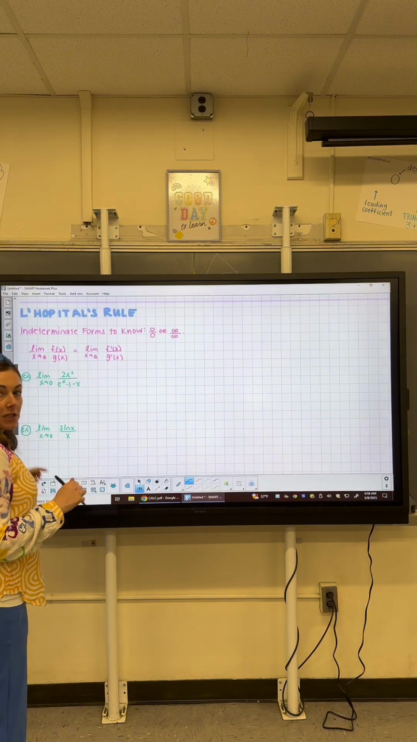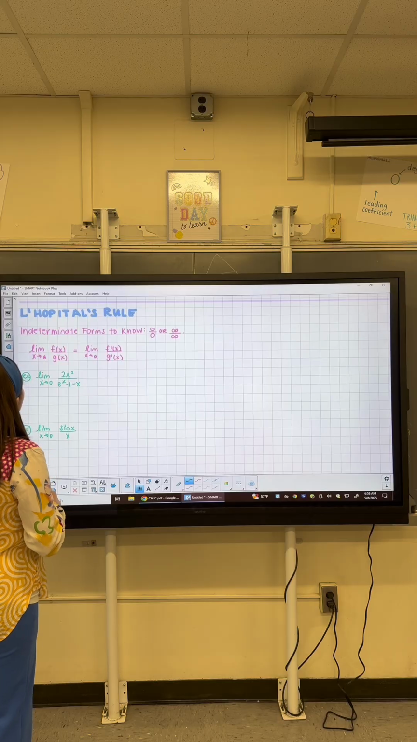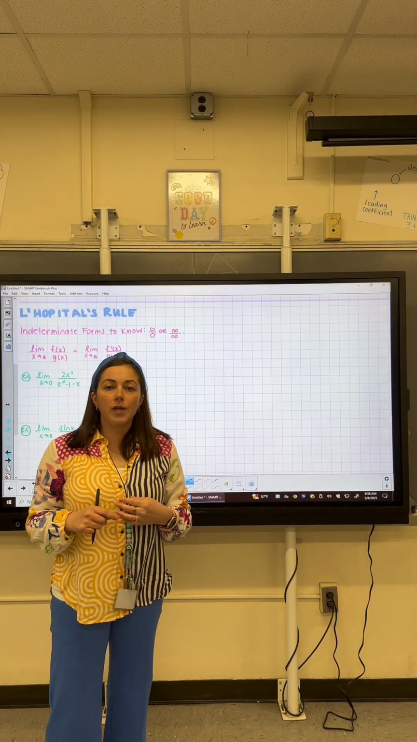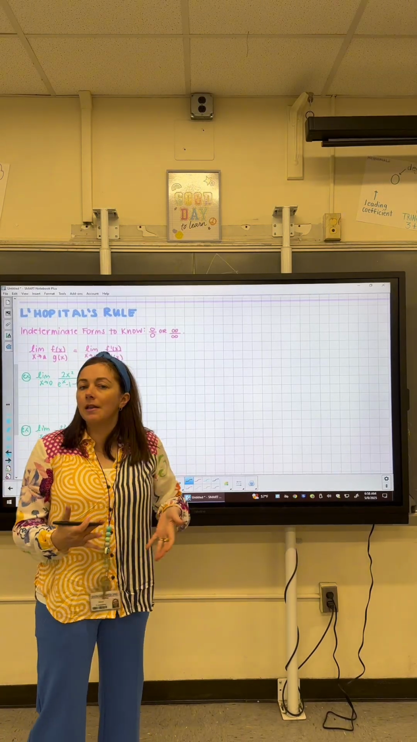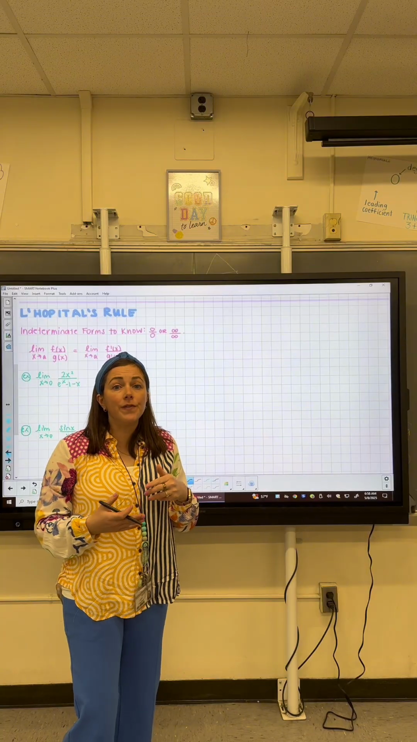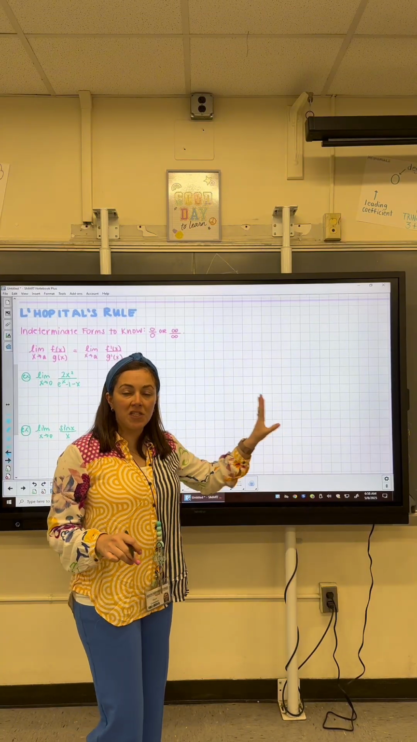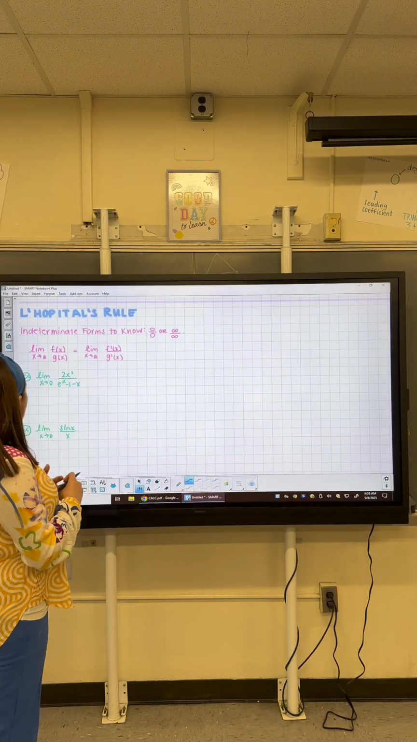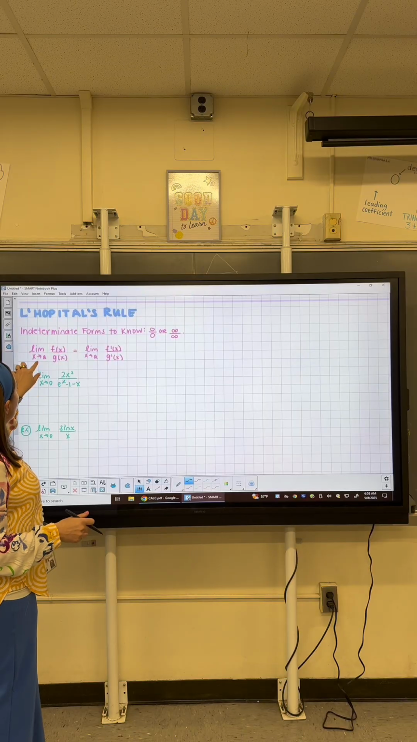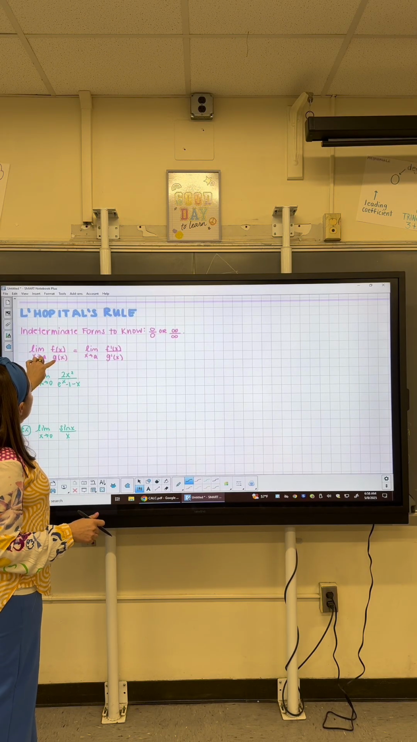And last but not least, L'Hopital's rule. So L'Hopital's rule is used for indeterminate forms, when you plug in the limit and you get 0 over 0 or infinity over infinity. There's a ton more, but these are the ones that are tested on the AP exam. So basically it's saying if you plug the limit in, you get 0 over 0.